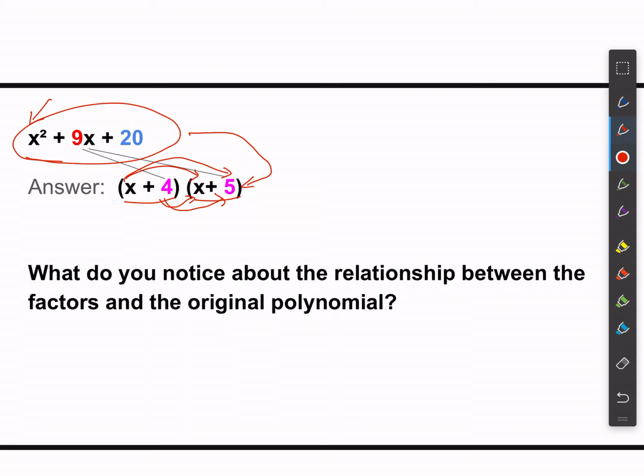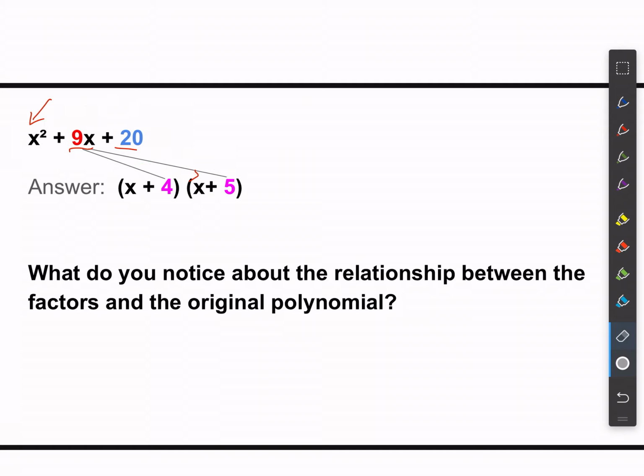All right, so x times x, x squared, x times 5 is 5x, 5x plus 4x gives you the 9x, 4 times 5, sorry, gives you the 20. So when you factor that back, you get the original, okay? So we know that these two things are equivalent. What do you notice about the relationship between the factors and the original polynomial? Okay, this is foundational to what we're about to do. So what do you guys see?